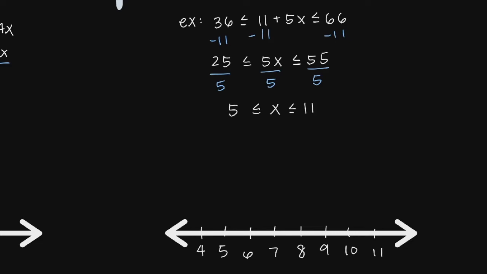Okay, so now we have x is basically between 5 and 11, and since it's equal to, that means it's going to be a closed circle at 5 and at 11. So at 5 I'm going to have a circle here, and 11 I'm also going to have a circle. Okay, and then I'm just going to fill it in. So color it in.